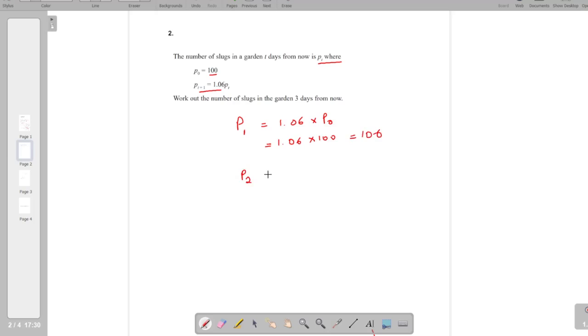Second day, P2, 1.06 times 106, that comes in here. That will be 112.36. Third day, that is 1.06 times, that comes in there, 112.36. That will be 119.1016. So that is, in whole numbers, 119.